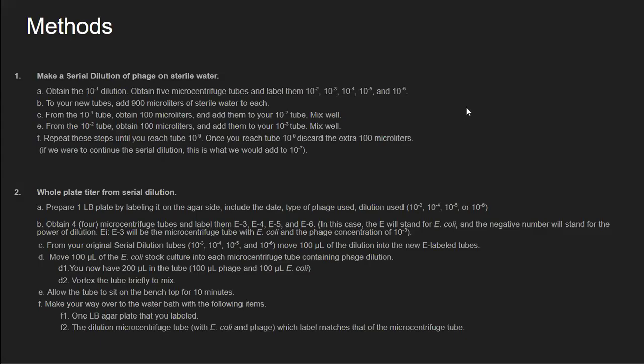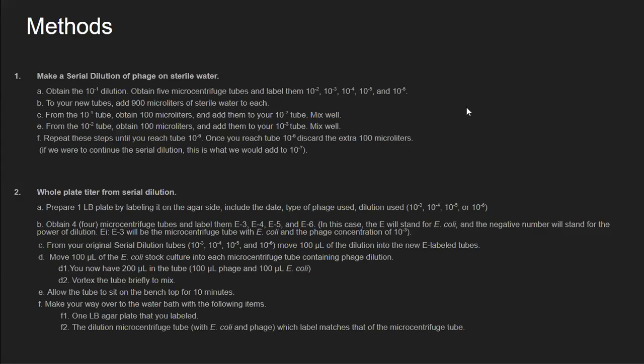From your original serial dilution tubes 10 to the negative 3, 10 to the negative 4, 10 to the negative 5, and 10 to the negative 6, move 100 microliters of the dilution into the new E-labeled tubes. Move 100 microliters of the E. coli stock culture into each microcentrifuge tube containing phage dilution. You now have 200 microliters in the tube, 100 microliters phage and 100 microliters E. coli. Vortex the tube briefly to mix. Allow the tube to sit on the bench top for 10 minutes.